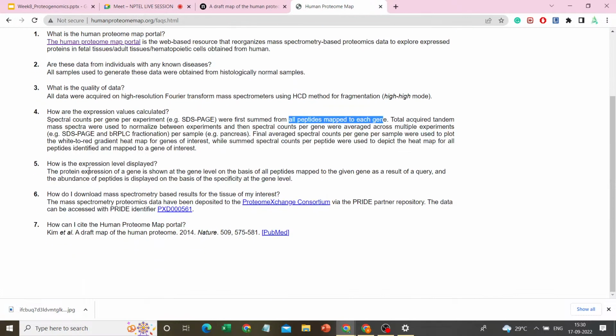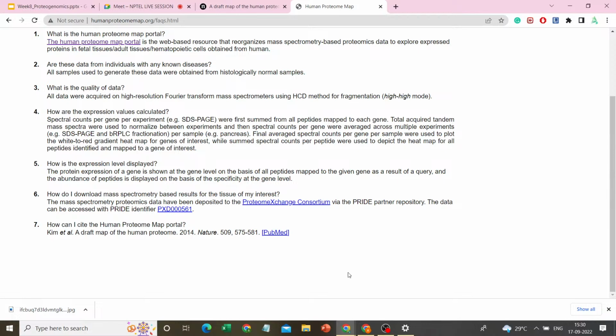So how is the expression level of a gene displayed? It is based on all the peptides mapped to the given gene as a result of a query, and the abundance of peptides is displayed on the specificity at the gene level. So how do we download mass spectrometry data?